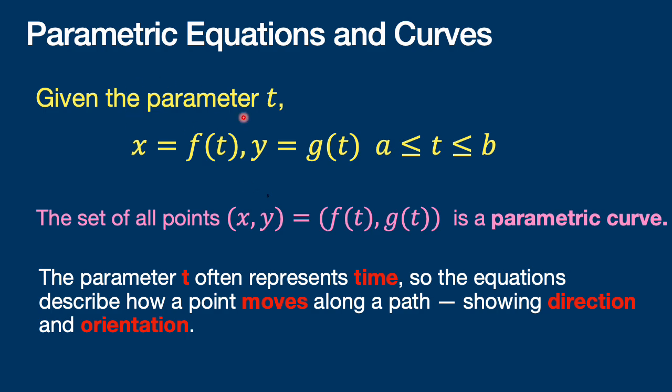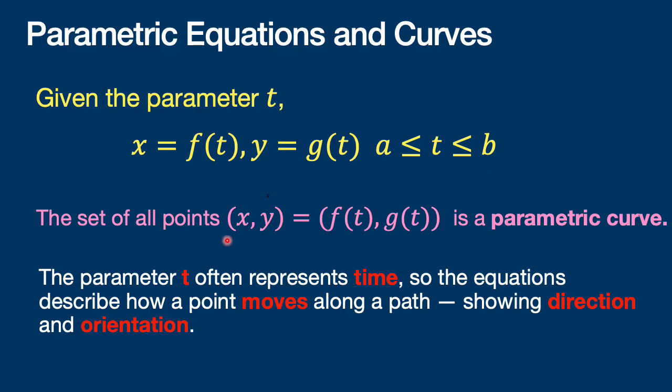Parametric equations have a parameter t. t is going to represent time. x is the position depending on t. y is also a position depending on t. So x, y depend on the time t, where t is between a and b. We call this a parametric equation.